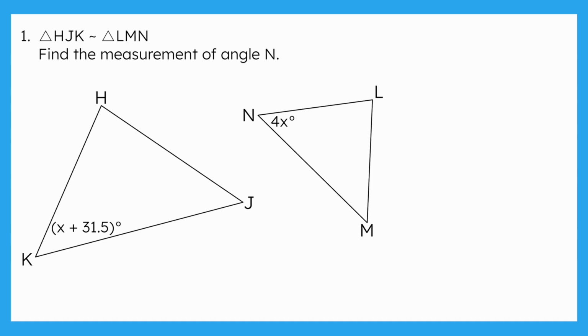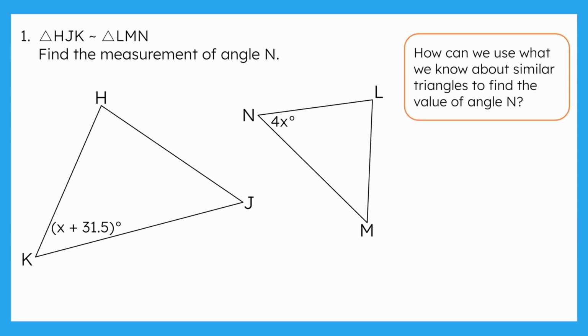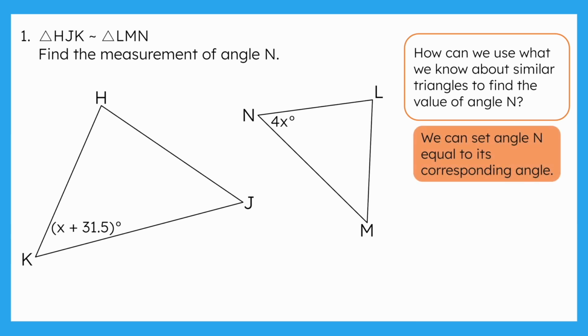Now, let's find the measurement of angle N. How can we use what we know about similar triangles to do that? Well, we know that corresponding angles of similar triangles are congruent, so we can set them equal to each other. What angle corresponds with angle N? Yup, angle K.